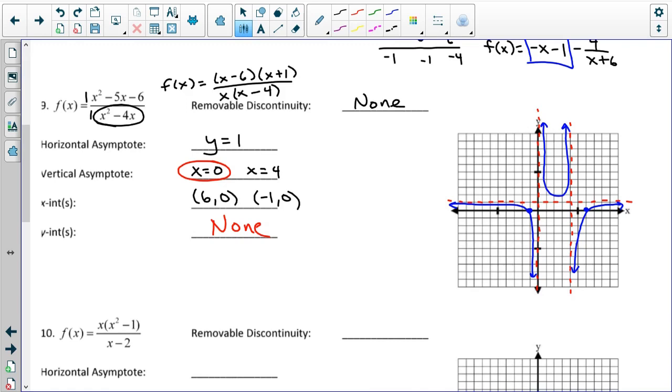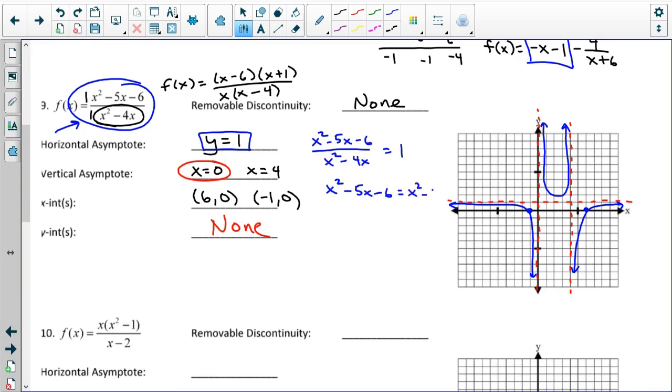Now, one thing that's kind of important, and you'll have to learn this in honors pre-calculus, is if we take a look at the horizontal asymptote y equals 1, if you want to figure out where the function actually intersects the horizontal asymptote, I will take x squared minus 5x minus 6 over x squared minus 4x, set it equal to 1, and solve the equation. So I have x squared minus 5x minus 6 equals x squared minus 4x. If I solve this equation, I end up with x equals negative 6.